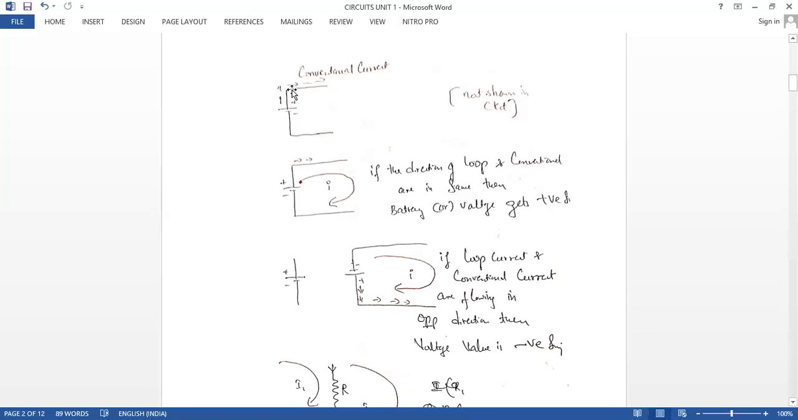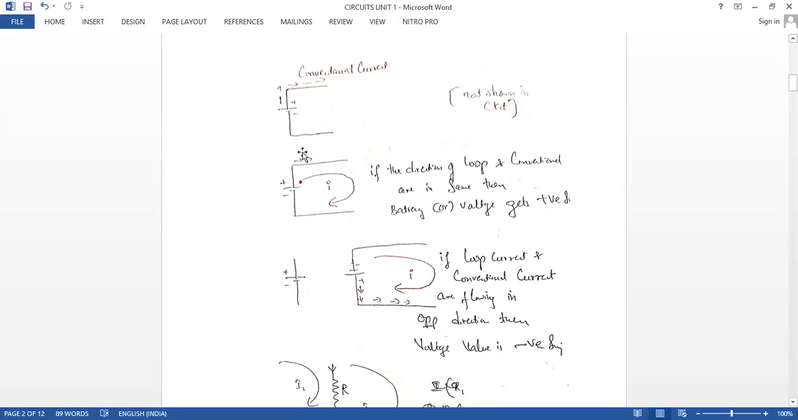But remember, all of you, in our circuits, we should never show the conventional current. That's why I've shown it here, not shown in the circuit. Conventional current is not shown in the circuit. Which current is shown in the circuit? Only the loop current. Now you see the second one, the loop current. Conventional current flows in a circuit at the same time as the loop current, but we will never draw the conventional current.